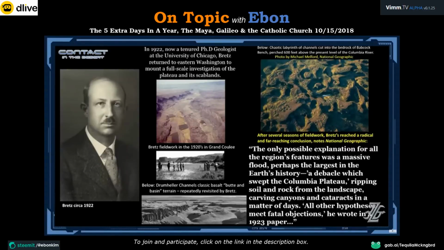and he's really investigating what caused this spectacular damage on the landscape, what happened here. After a huge amount of dedicated field research, really detailed, the thousands of kilometers this man walked, he comes up with the conclusion that there's only one possible explanation, that we are looking at the evidence of a giant flood, something that was perhaps the largest flood that ever occurred on Earth. The only possible explanation for all the region's features was a massive flood, perhaps the largest in Earth's history, a debacle which swept the Columbia Plateau, ripping soil from the landscape, carving canyons and cataracts in a matter of days. Quote, all other hypotheses meet fatal objections, Bretz wrote in a 1923 paper.